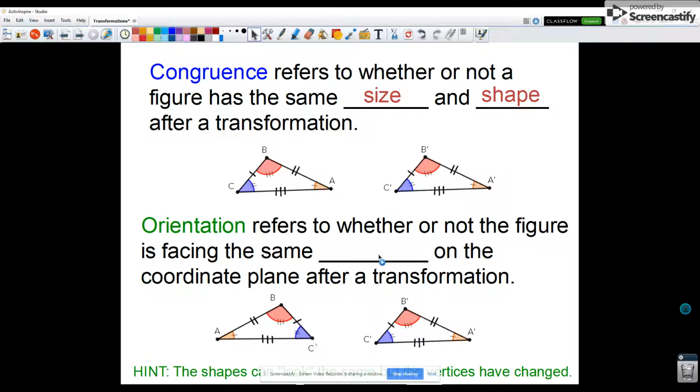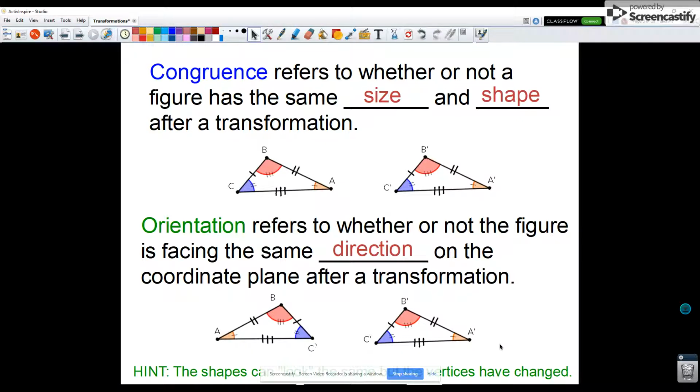Orientation refers to whether or not the figure is facing the same direction on the coordinate plane after a transformation. Again, let's look at the example above. As you can see, angle A and angle A prime are both facing in the same direction. So therefore, the orientation was preserved. However, in the example below, angle A and A prime are facing in opposite directions. So in this example, orientation was not preserved.